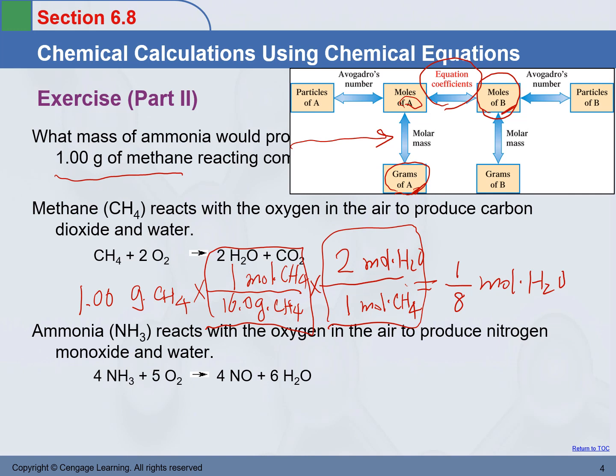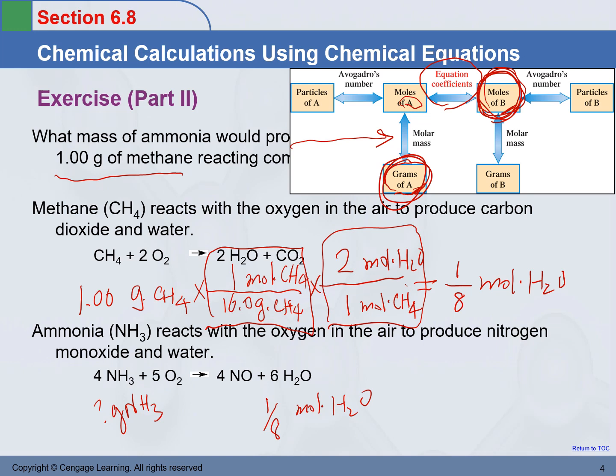Now let's move on to the second part of the question. To produce 1/8 moles of water, how many grams of ammonia is needed? Now this time we know moles of something. Let's say we're still here. We know moles of water. B is water right now. We want to know grams of something else. Grams of A. We want to come here.